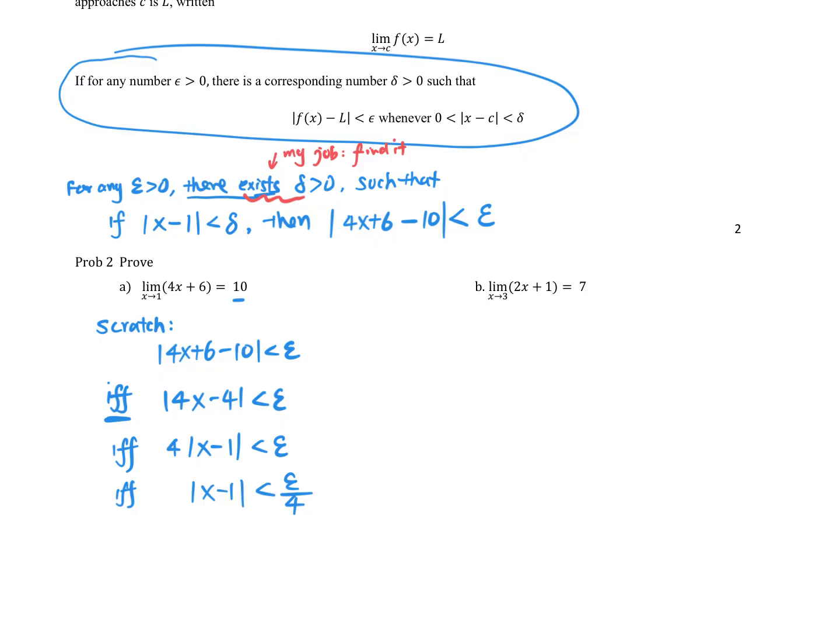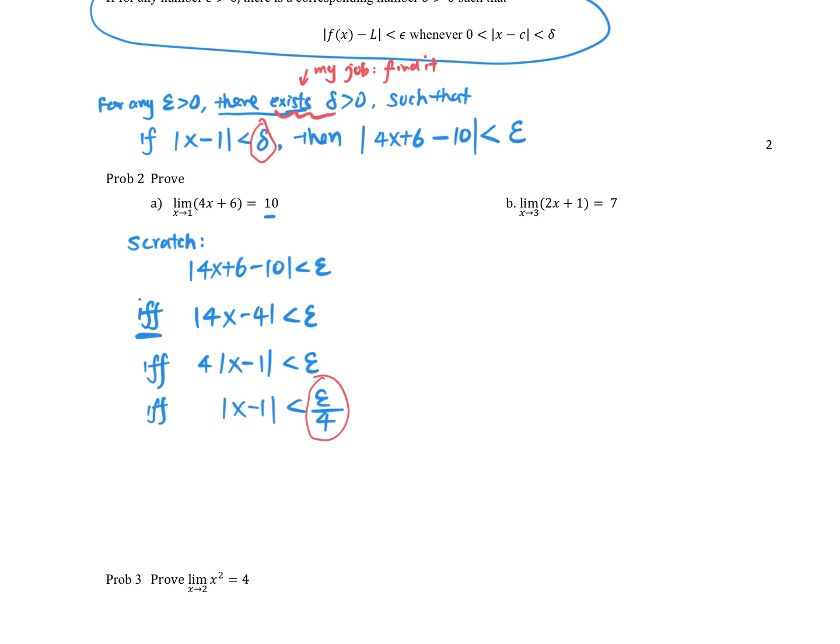Well, we call this an easy problem because you can compare this with that and definitely see a really nice match there. How about we just define delta to be epsilon over 4? Then when the absolute value of x minus 1 is less than this delta, which is epsilon over 4, this will happen, this will happen, this will happen. This is what we want. This is our goal.